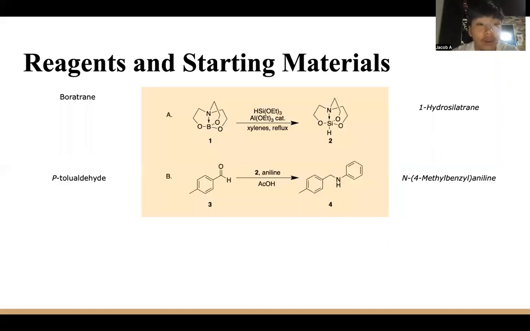The reagents and starting materials: we started with borotrain, and our product was 1-hydroxyletrain. We started with p-tolualdehyde, and our product was N4-methylbenzoyl.